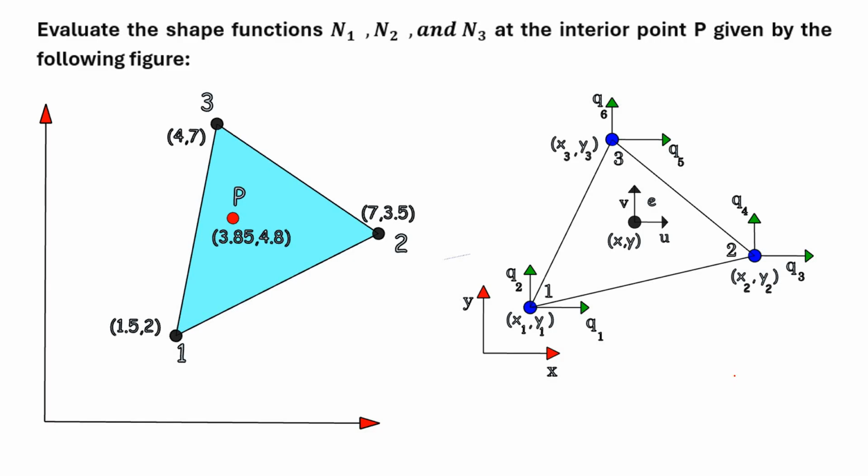Now let's solve a simple problem. You compare these two diagrams; we are going to estimate the shape function for this particular point P. We want N1, N2 and N3 at the interior point P given by the following figure. Here you can see X1, Y1, X2, Y2, X3, Y3, and the nodal displacements are Q1, Q2, Q3, Q4, Q5, Q6. We are not asked to find the value of U and V, but we are only asked to find the shape functions N1, N2 and N3.